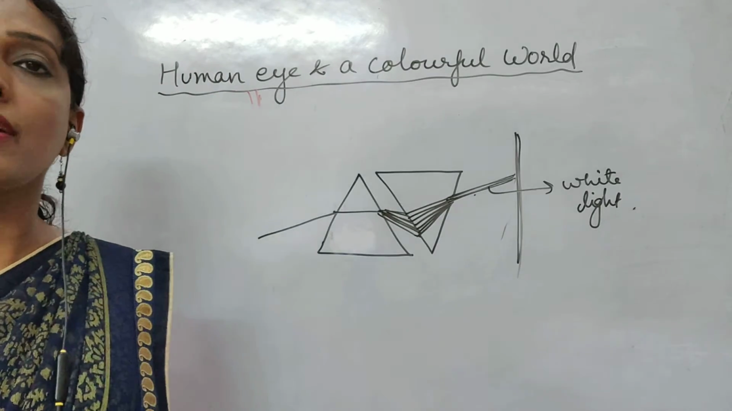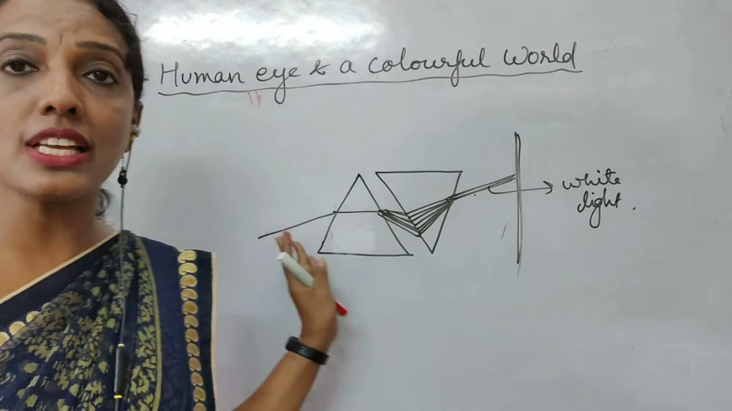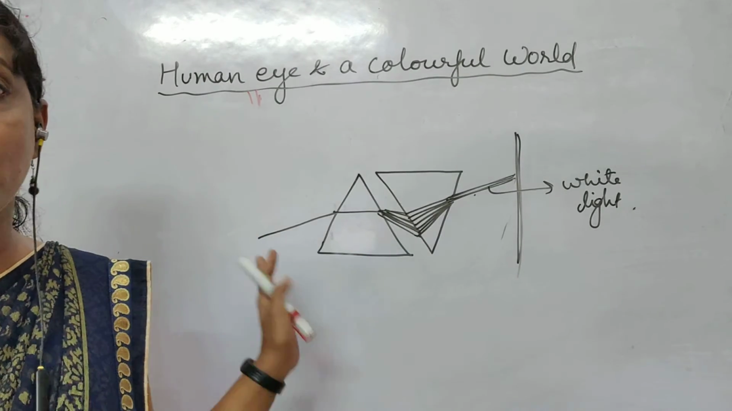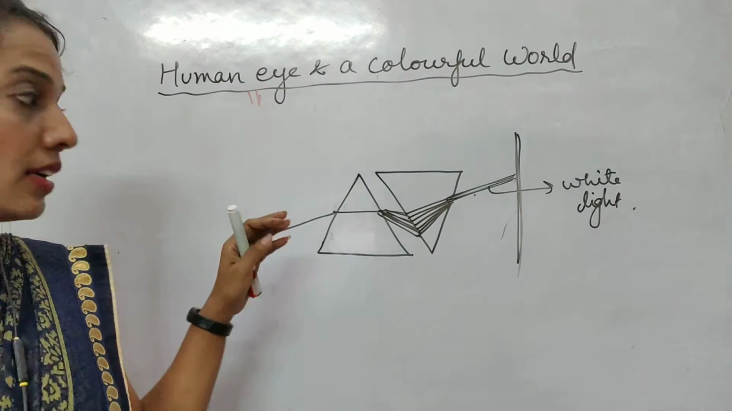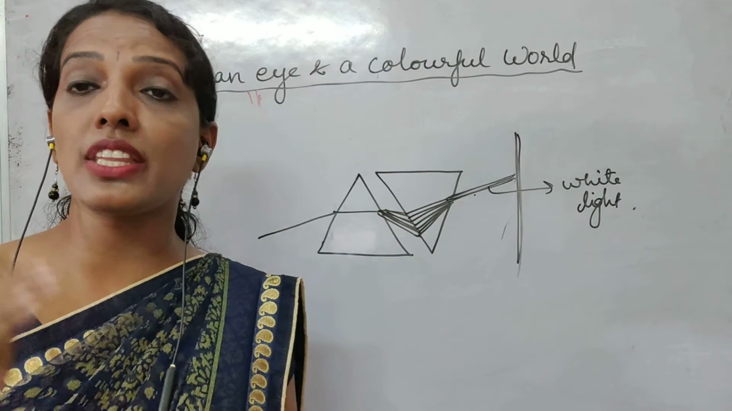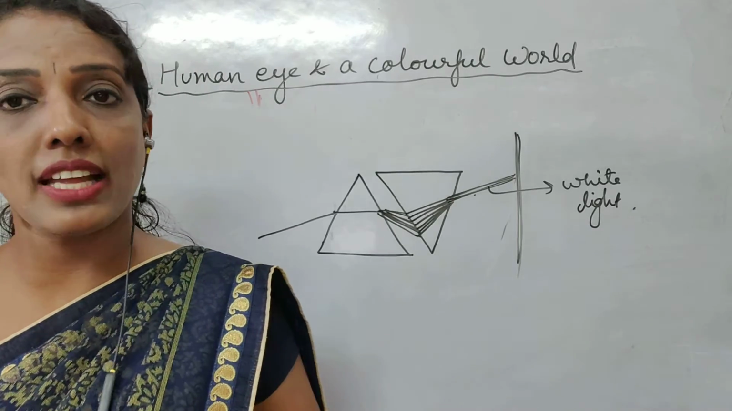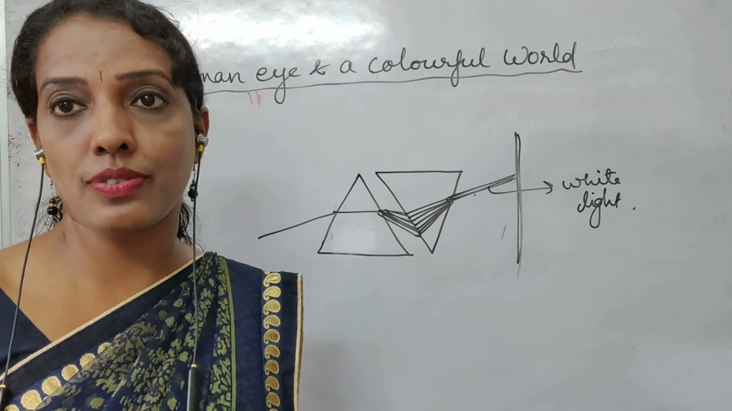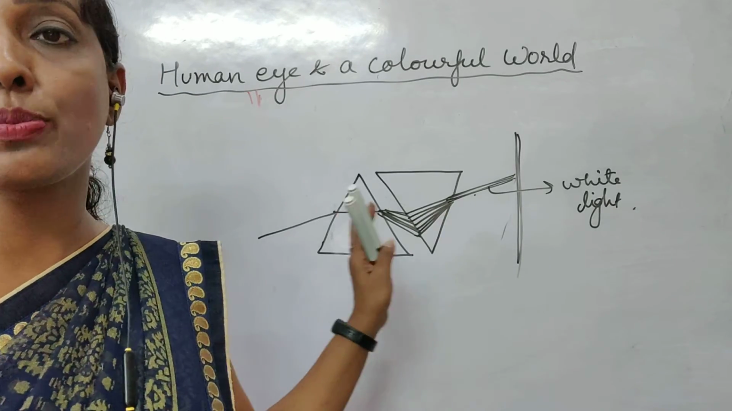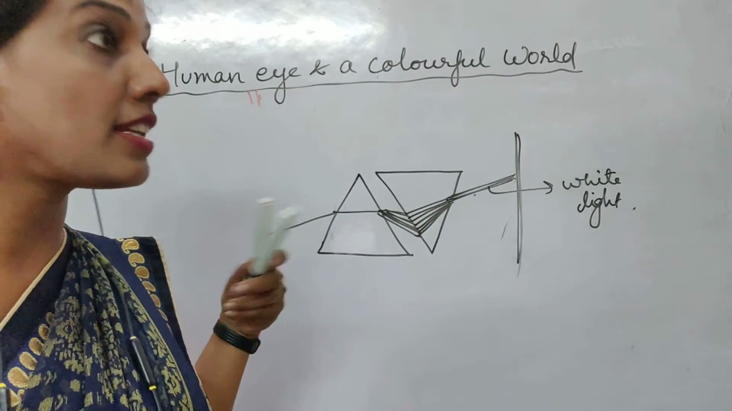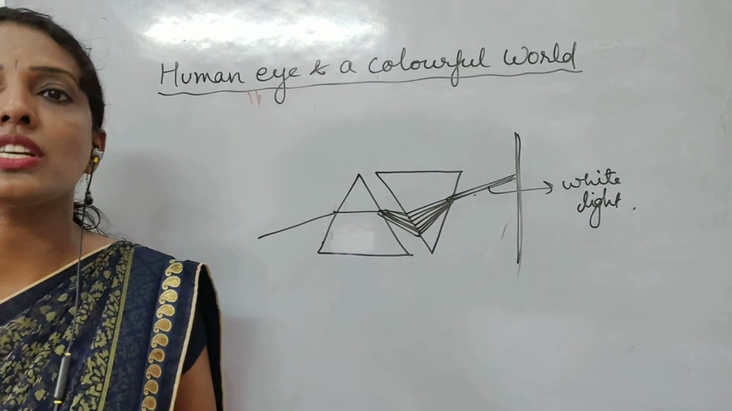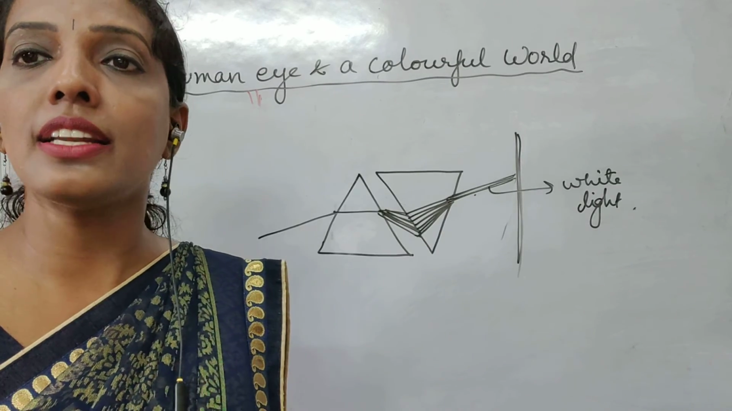So it means there was nothing in the prism itself. This experiment was done by Newton himself. He found out that there is a relationship between the refractive index and the wavelength of light. That is why some colors get deviated most. Which color is deviated most? Violet color gets deviated most, and red color is deviated least.